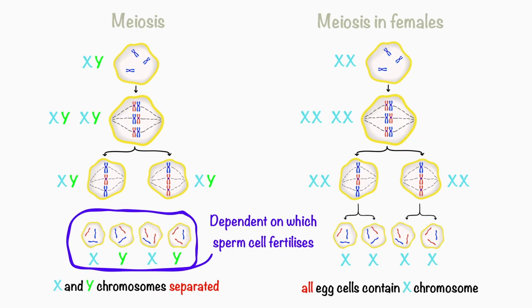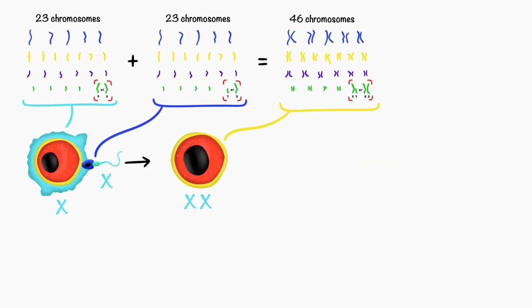When fertilization occurs, the sex of the future child depends on which sperm cell fertilizes the egg. If a sperm cell carrying an X chromosome fertilizes the egg, the resulting combination will be XX, a female. If a sperm cell carrying a Y chromosome fertilizes the egg, the resulting combination will be XY, a male.